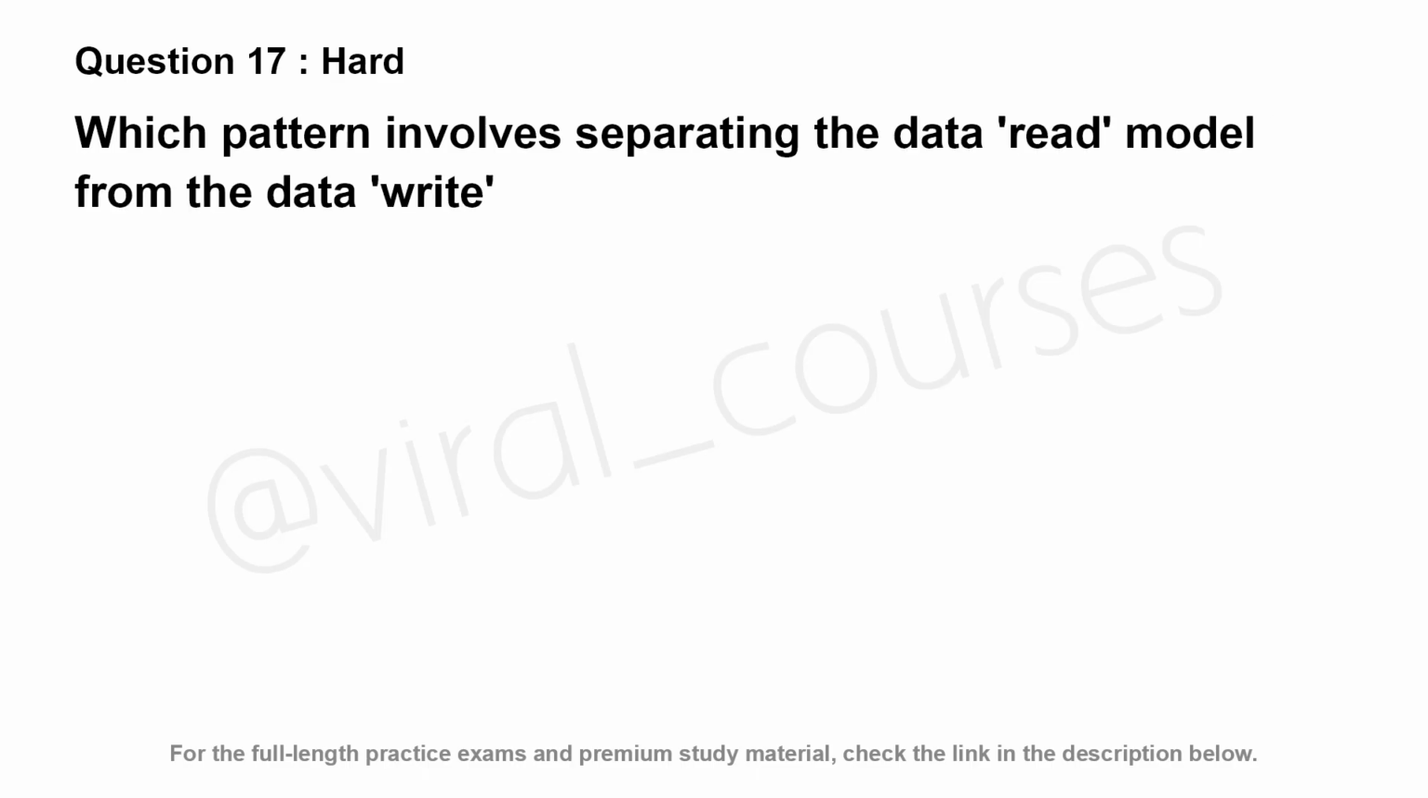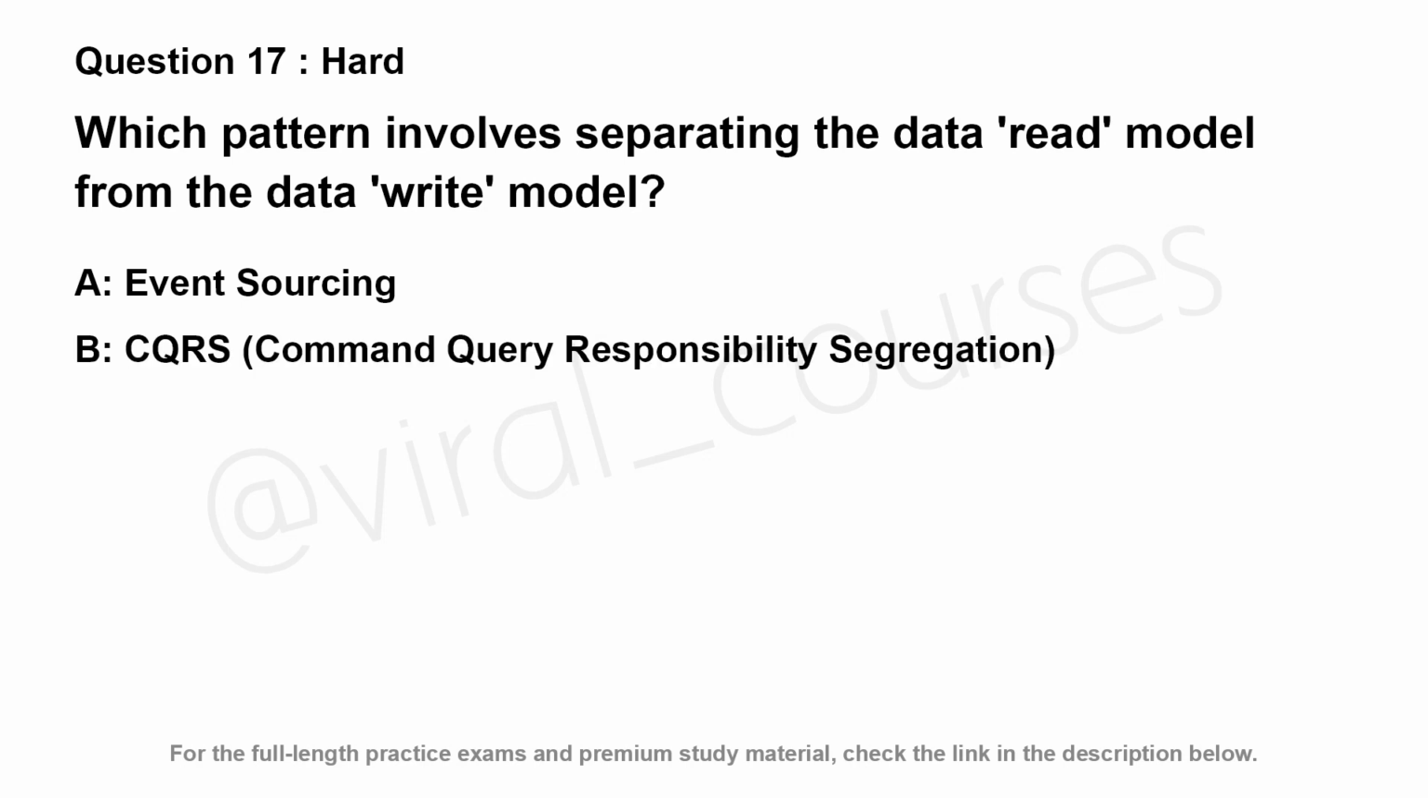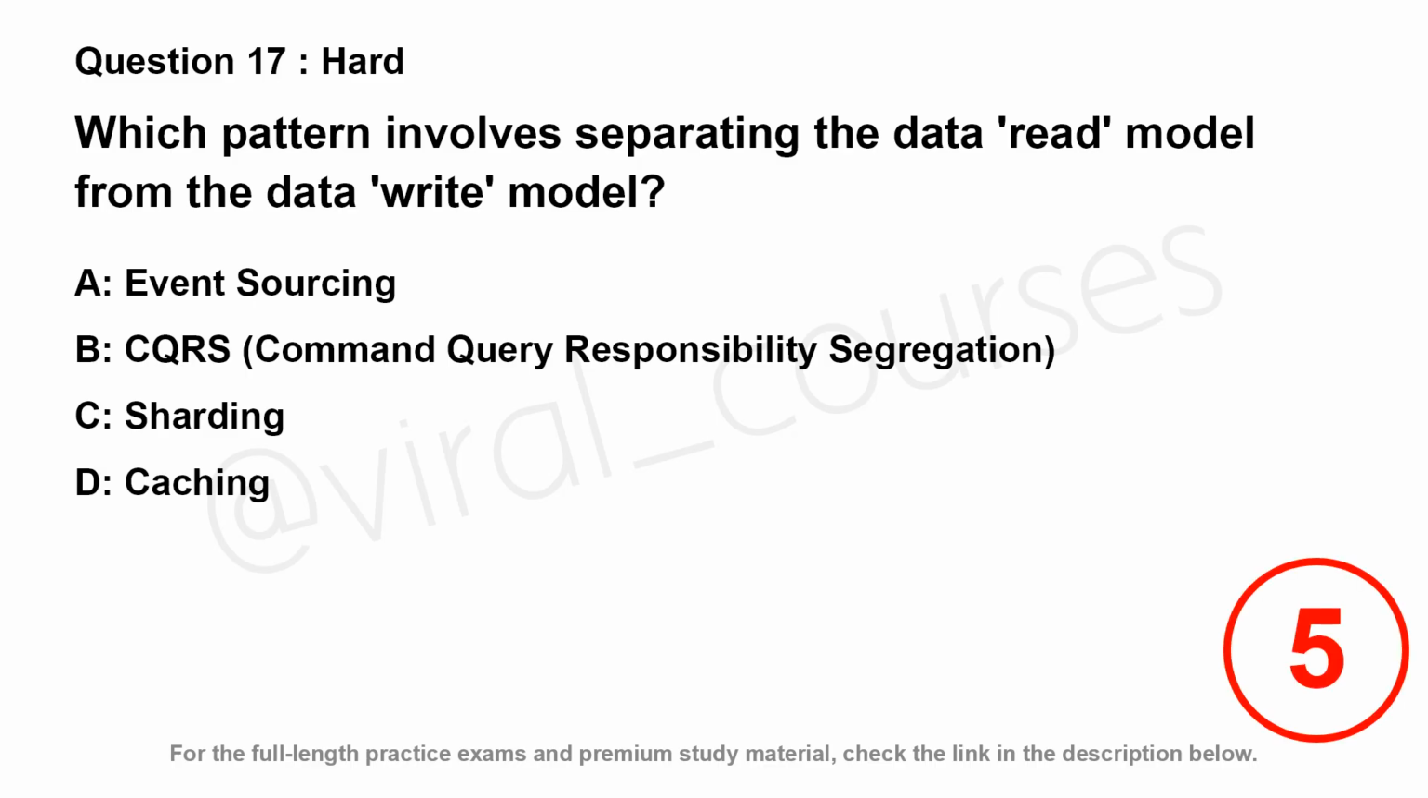Which pattern involves separating the data read model from the data write model? Option A, event sourcing. Option B, CQRS, command query responsibility segregation. Option C, sharding. Option D, caching.